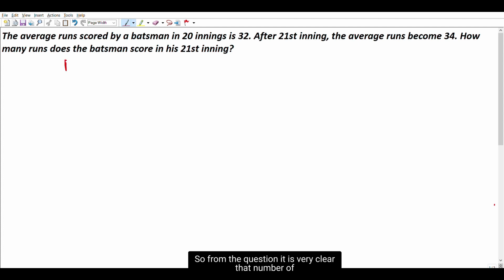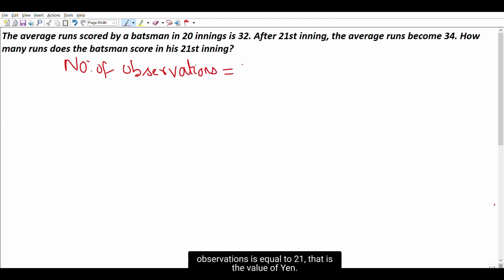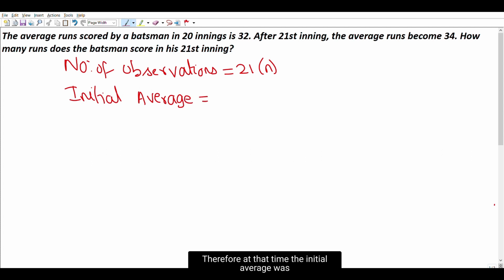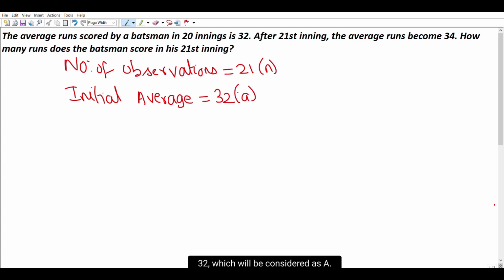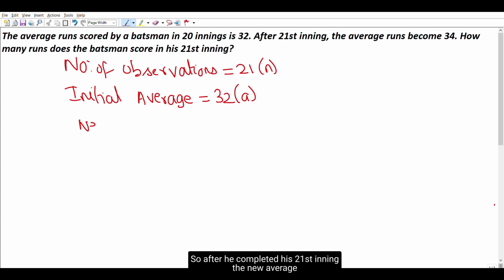So from the question, it is very clear that number of observations is equal to 21. That is the value of n. So initially the batsman had played only 20 innings. Therefore, at that time, the initial average was 32, which will be considered as A. So after he completed his 21st inning, the new average had become 34, which will be considered as B.